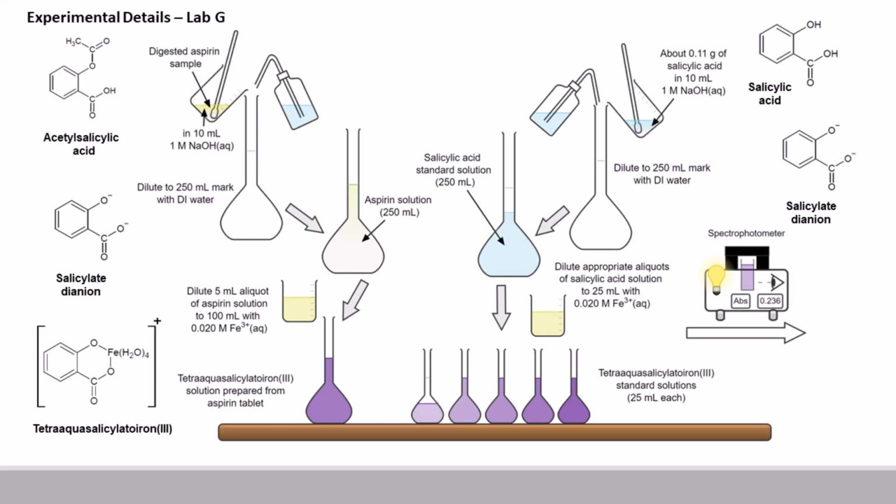In a similar fashion, a known mass of salicylic acid is dissolved in 10 milliliters of 1 molar sodium hydroxide, which results in the salicylic acid also being converted to the salicylate dianion in a 1:1 mole ratio. This solution is also diluted to a final volume of 250 milliliters with deionized water.